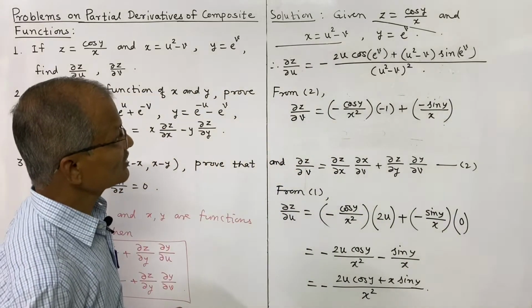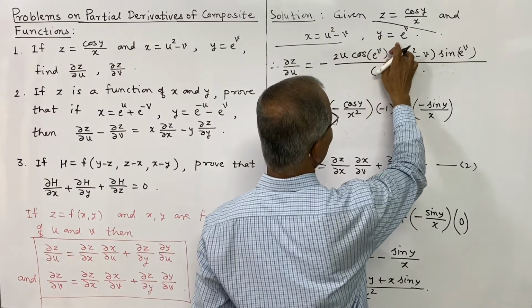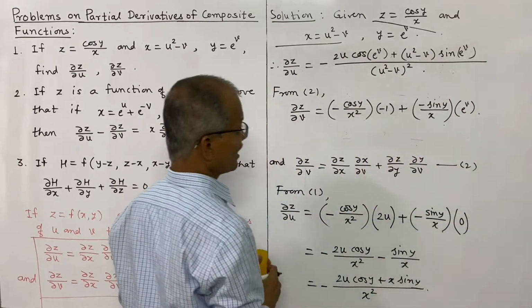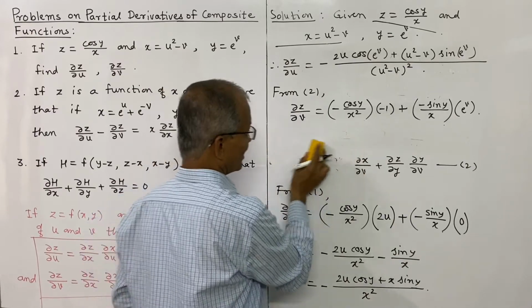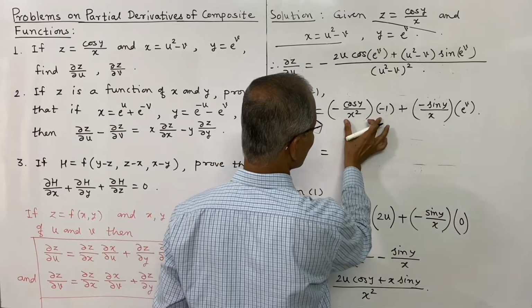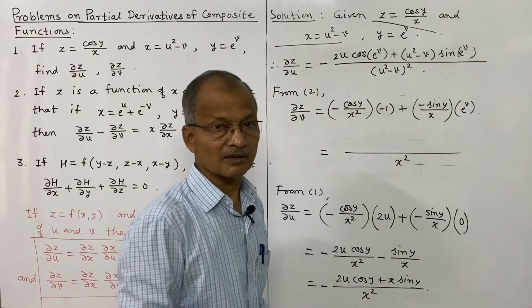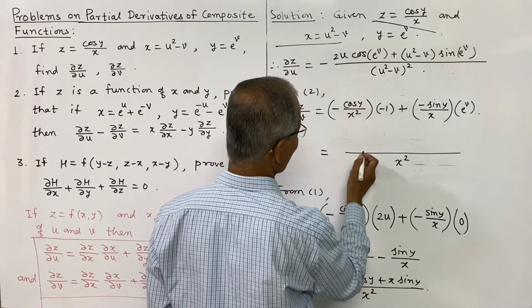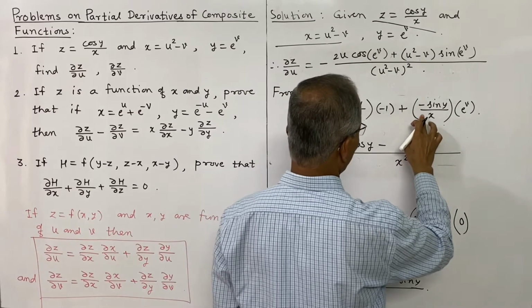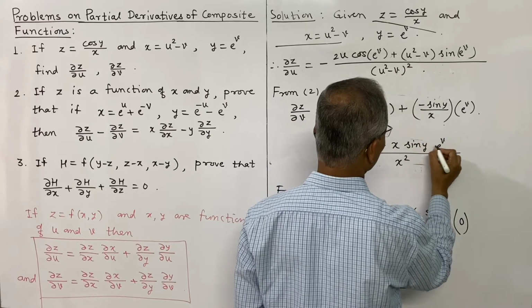And next is dou y by dou v. So what is dou y by dou v? Partial derivative of y with respect to v, e power v. Derivative of e power v is e power v, the same. And this can be simplified as, this will be positive value and this is negative value, and the denominator I shall take x square as earlier, and you see it is cos y minus, we have to multiply by x, and that will be minus x sin y into e power v.